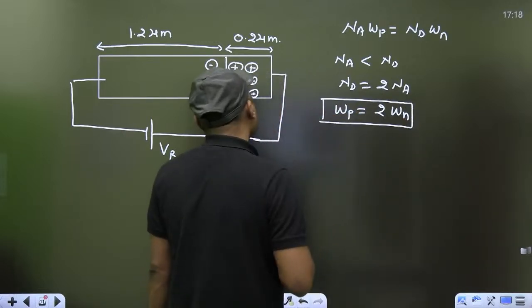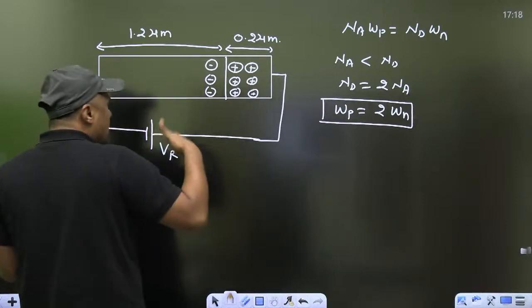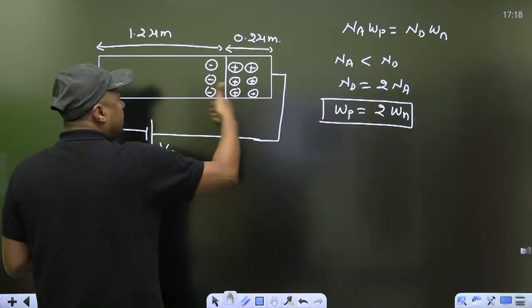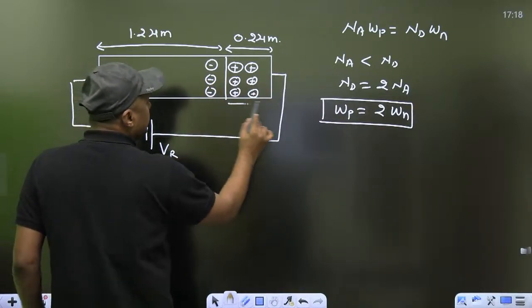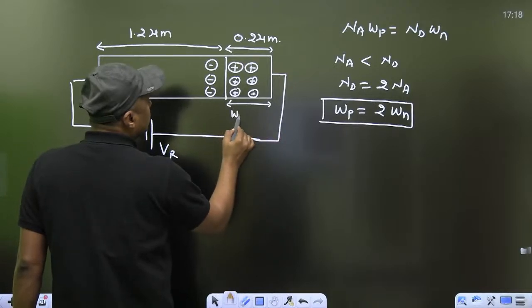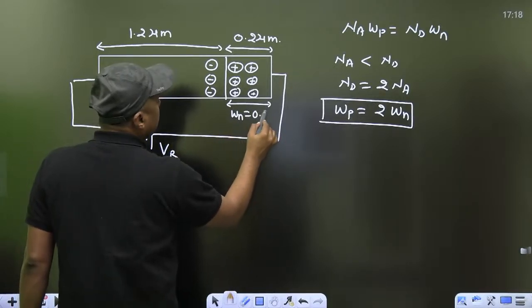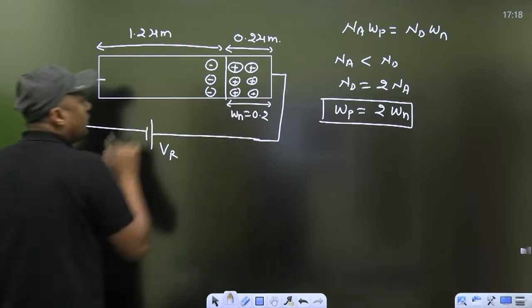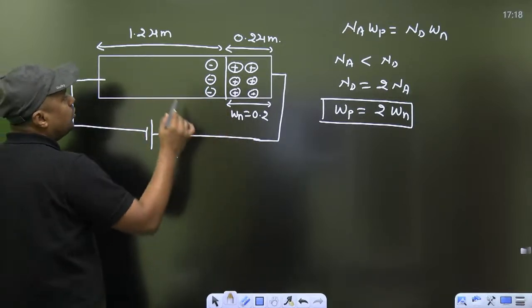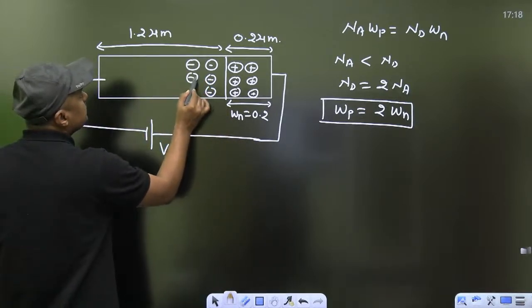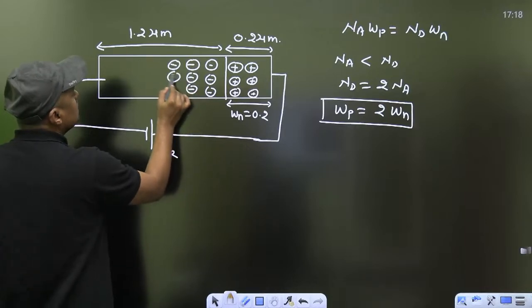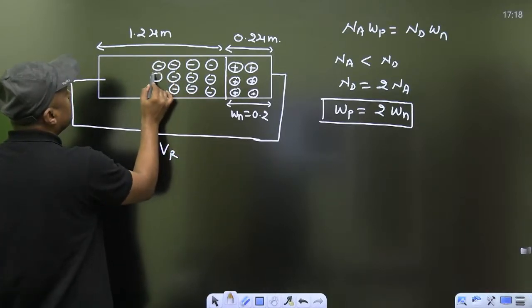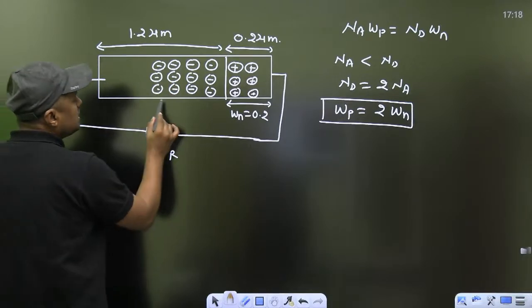So 2 times of Wn means what? Suppose I am assuming that this is depleted first. If this is depleted first, then what is the Wn? Wn will become 0.2 micrometer. So what will be the Wp? 2 times of Wn means this will increase up to what? This point. And what is this?